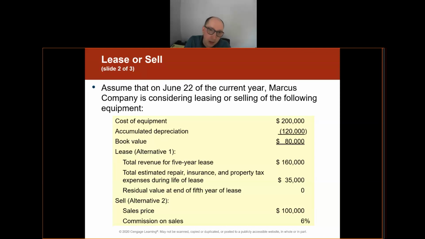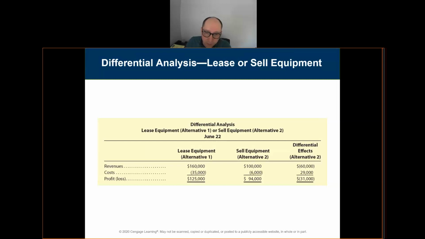Well, it's a tough call, but here's how it works. Alternative 1 is we lease it. Alternative 2 is we sell it, and we do a differential analysis. Based off of the lease, revenue, $160,000, cost, $35,000, gives me a potential profit of $125,000. Alternative 2, sell it, revenue, $100,000, commission cost, $6,000, which is 6%, giving me a potential profit of $94,000.